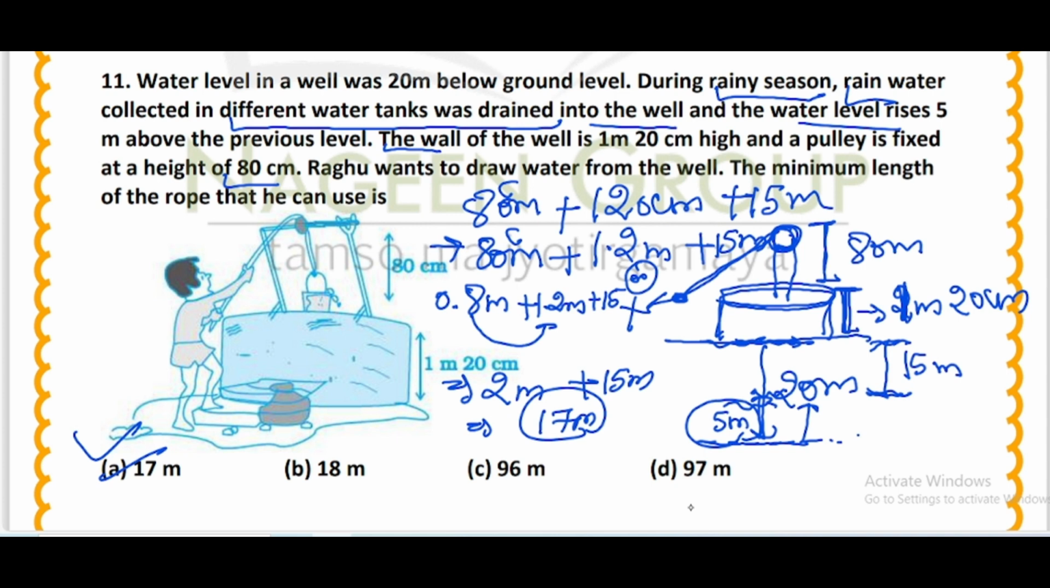Then the wall of the well, which is above ground, is 1 meter 20 centimeter high. It means 1.2 meter high. And a pulley is fixed at the height of 80 centimeter. It means, when we change it in meter, that is 0.8 meter. Then we find, Raghu wants to draw water from the well.